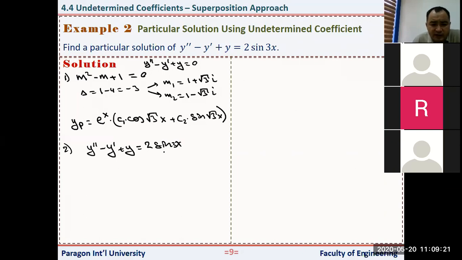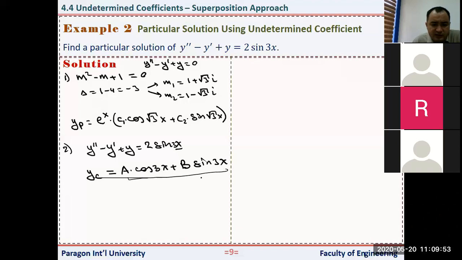So since we have it like this, our educated guess would be that the particular solution must be of this form: a times cosine of 3x plus b times sine of 3x, because here we have 3x. And it's not just sine of 3x. If we have just one trigonometric function, we always look for it in this form.